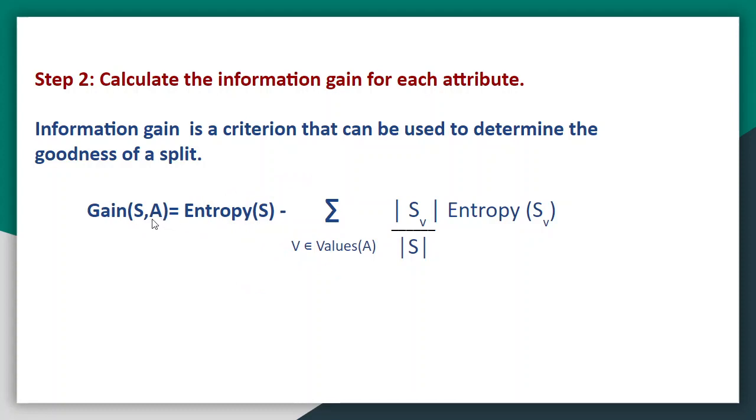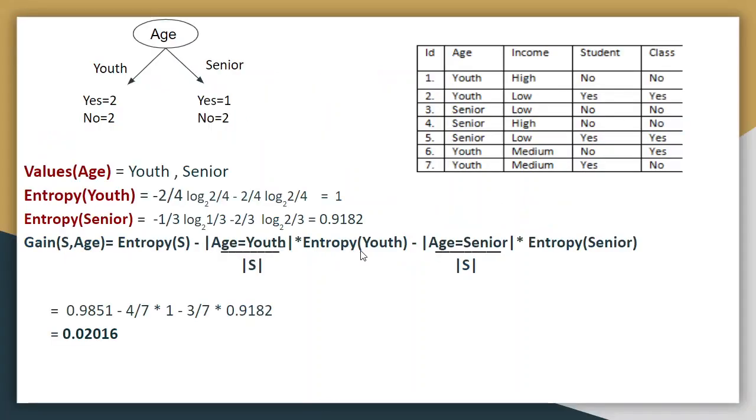The information gain of an attribute A of a dataset S is the entropy of the dataset S before splitting it, minus the summation of the entropy of the dataset where attribute A has its value as v, multiplied by the number of records where attribute A has value v divided by the total number of records, where we take the values that attribute A can have. So we will follow this formula in our question also.